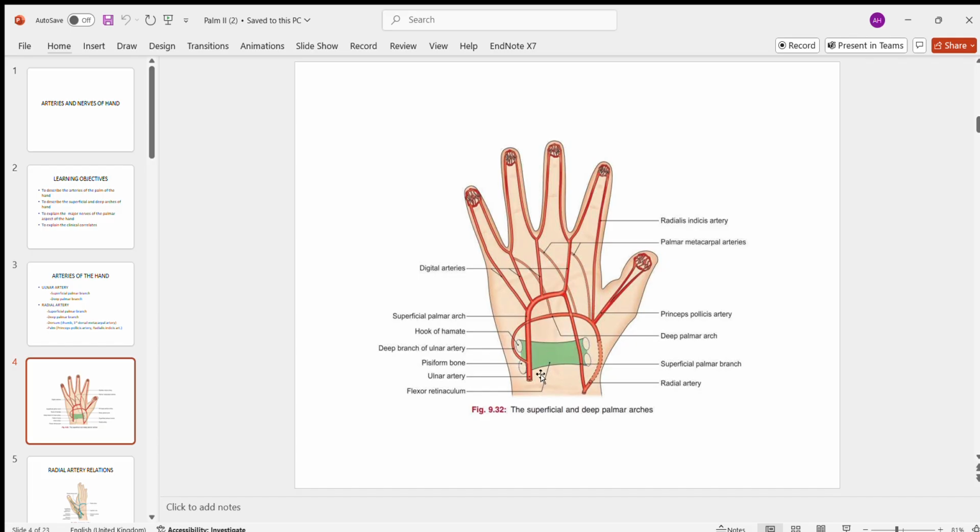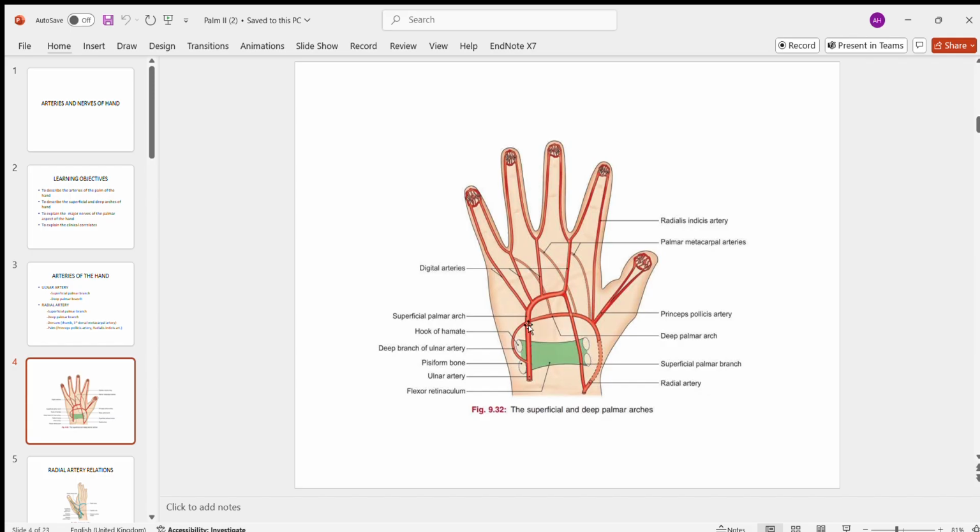Starting with the superficial palmar arch, the ulnar artery enters the palm, gives a small deep branch, and then continues as the superficial branch. It gives off one proper digital artery and three common digital arteries. All these are going towards the digits and supplying them. Now it continues towards the lateral side and is joined by the superficial palmar branch of the radial artery to form the superficial palmar arch.